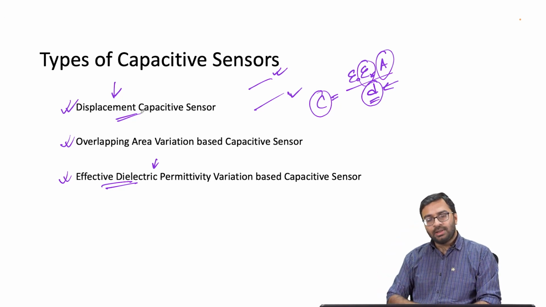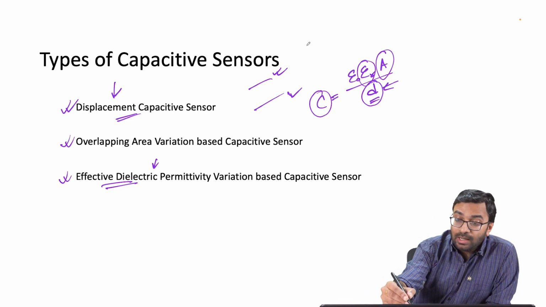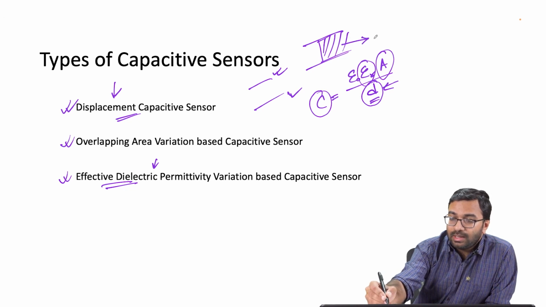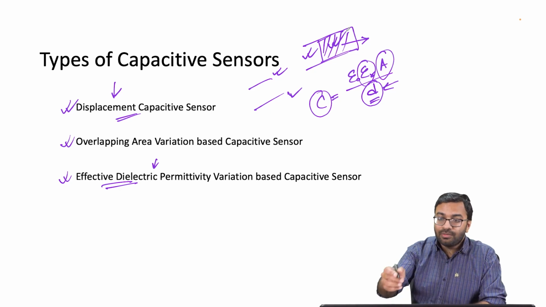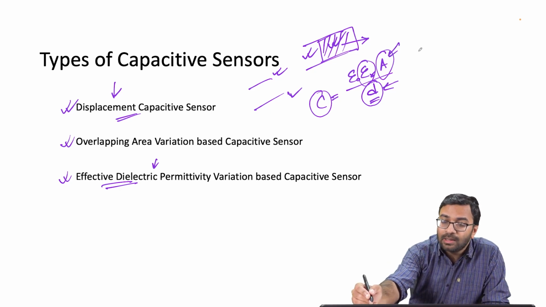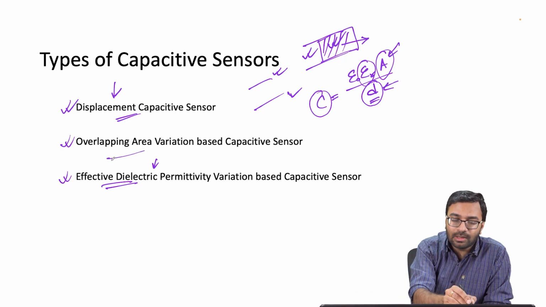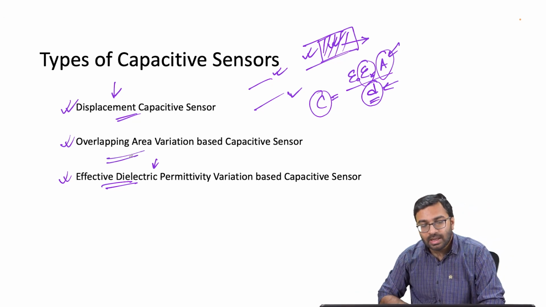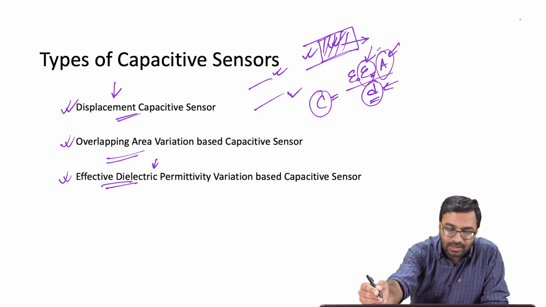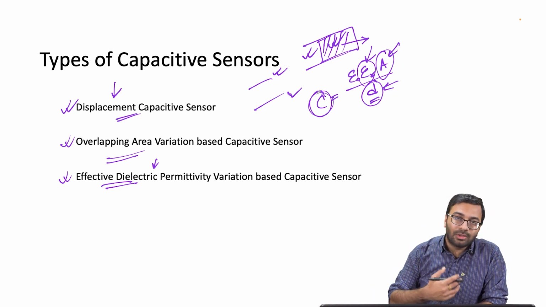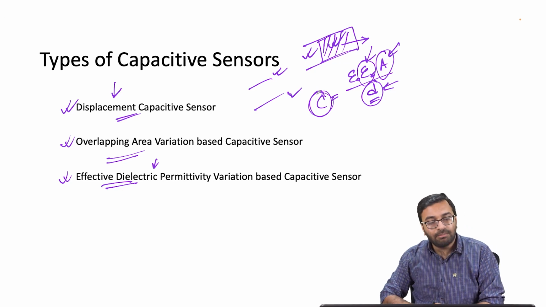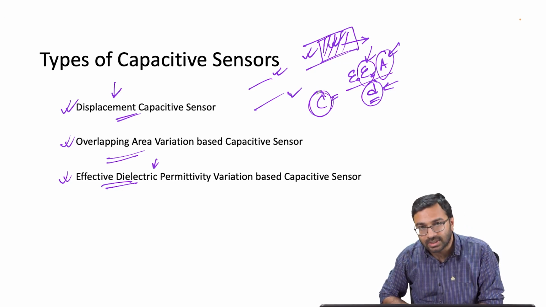Apart from that, if you can also displace the dielectric material, then it will create a combination of capacitors. This also is a kind of displacement capacitive sensor. And then if you vary the total cross sectional area, you will get an overlapping area variation based capacitive sensor. Similarly, if your epsilon r, that is the dielectric permittivity, is changing, then you will also get a change in capacitance, and that also will act as a sensor. In that case, we can call it an effective dielectric permittivity variation based capacitive sensor.